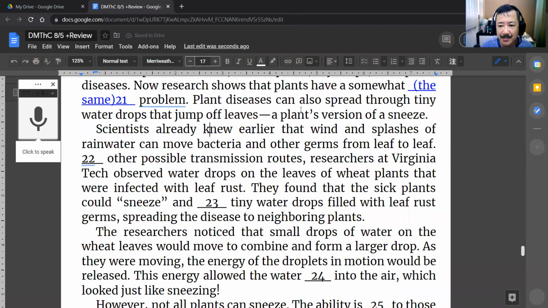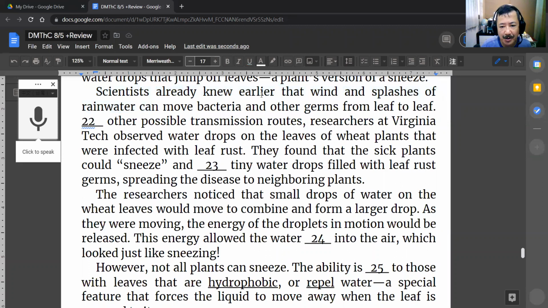Plant diseases can also spread through tiny water drops that jump off leaves, a plant's version of a sneeze. You see the word version, right? So plants can also spread diseases through spreading water droplets, which is the plant's version of a sneeze, right? So this word, we talked about this word before, right? I don't know if we reviewed it, but we definitely talked about it, okay? Okay, good.